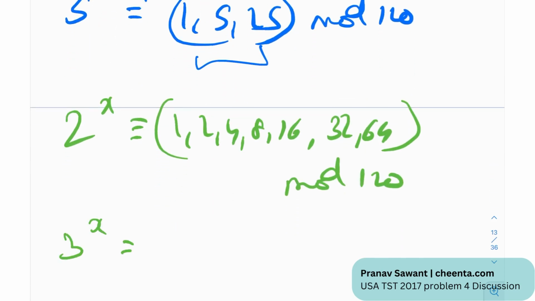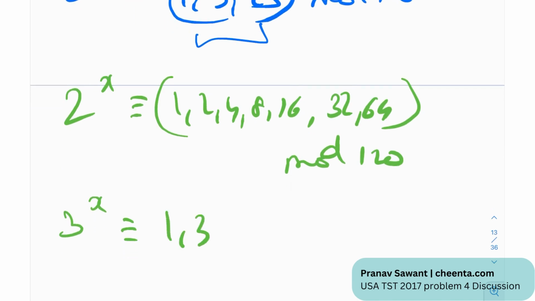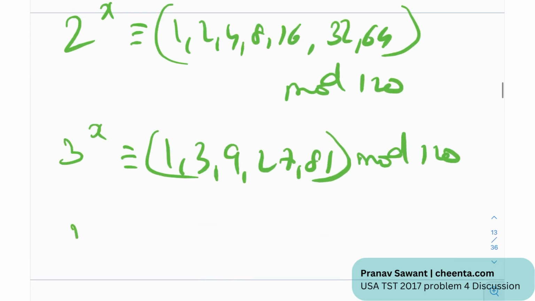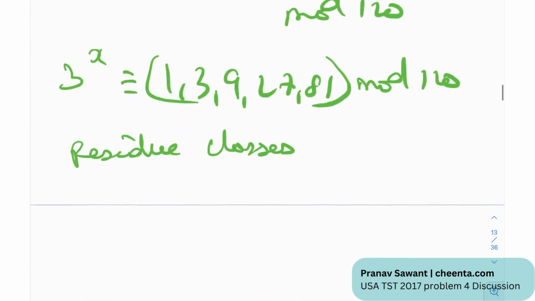And similarly, let's formulate the residue class for 3 raised to the power x. We'll get 1, 3, 9, 27, 81 mod 120. So this is the residue class for 3 raised to the power x. These are the residue classes for 3 raised to the power x mod 120, 2 raised to the power x mod 120, and 5 raised to the power x mod 120.